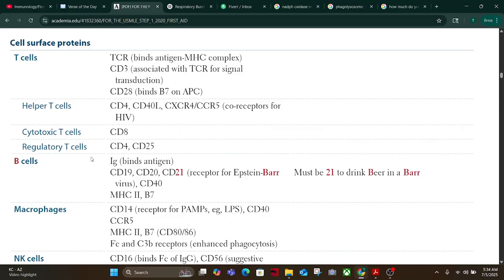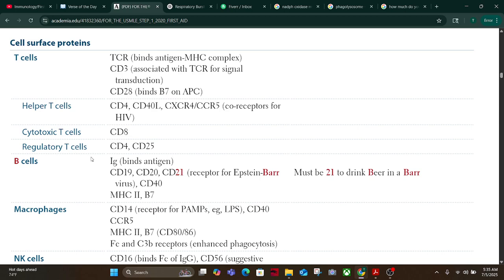And every T cell has CD3. CD28, which is on the T cell, binds B7, which is on the APC. Helper T cells have CD4 and CD40 ligand and CXCR4 and CCR5 on top of the helper T cell.